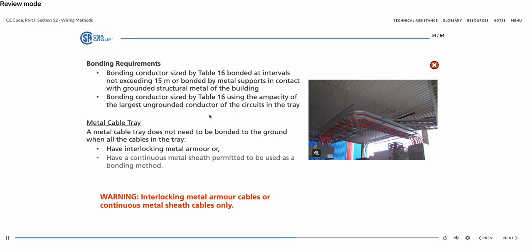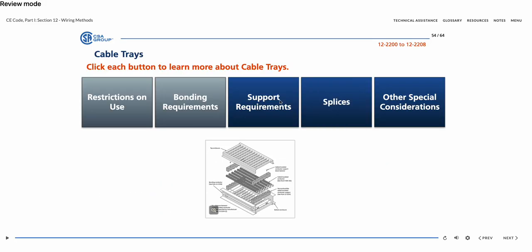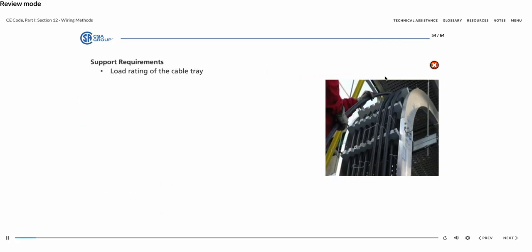Any cable tray that is not bonded must have a written warning stating interlocking metal armor cables or continuous metal sheath cables only. This message must be placed in an obvious place with more warnings spaced no more than 10 meters away. Use the load rating of the cable tray.